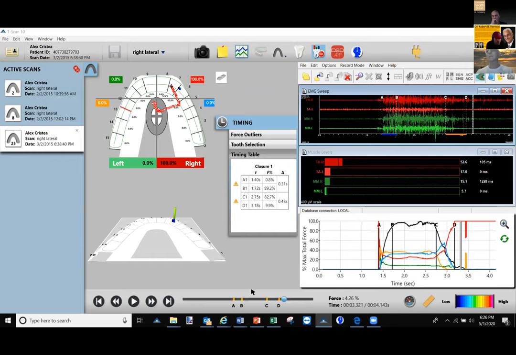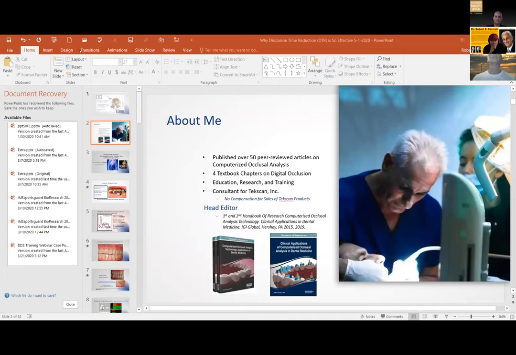Okay, so now I'll teach you the anatomy of that. I'm going to stop sharing, and then I'll pick up my PowerPoint if I can. There we go. Okay, so let me put this on slideshow. If I can. There we go.